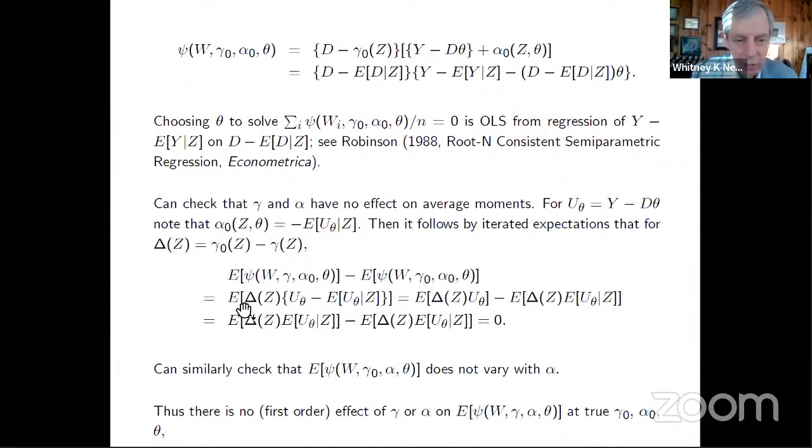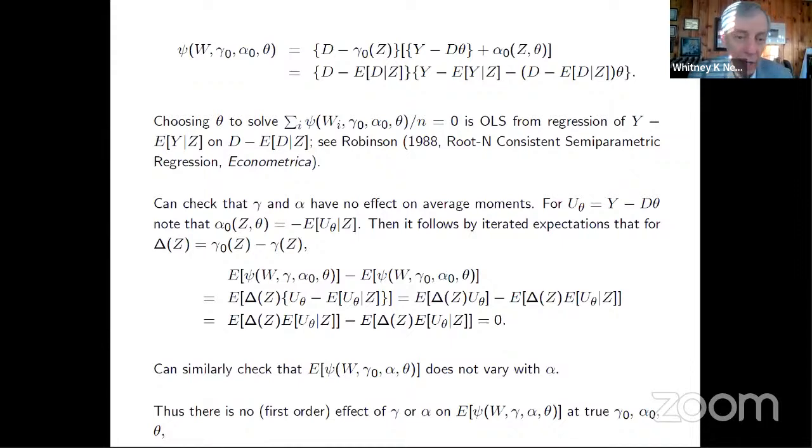And we can write that out. You know, just the algebra gives you, when you take this difference, you get this, which is the first term is the expectation of delta z u theta. The second term is the expectation of delta z expectation u theta given z. Apply iterated expectations to the first term. Okay, you get the expectation of delta z times the expectation of u theta given z, which is the same as the second term, so it's zero.